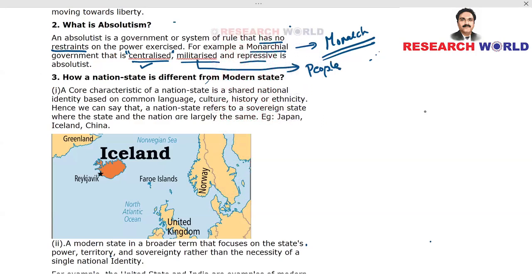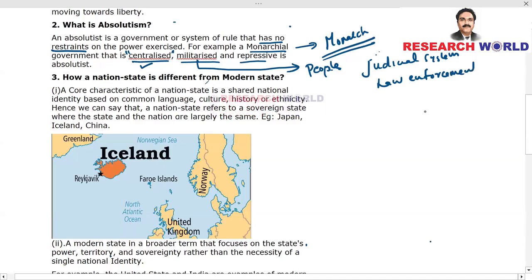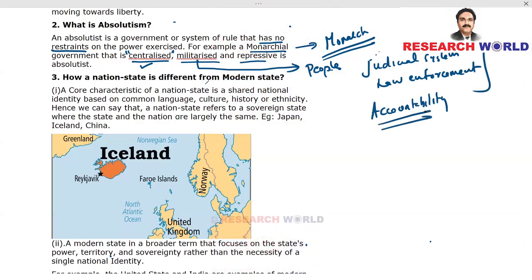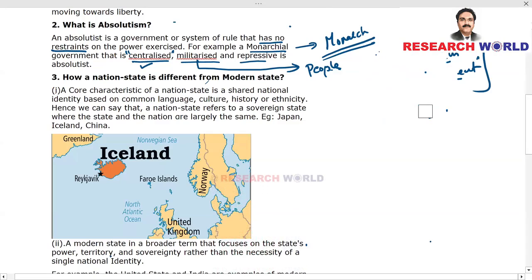And unlike a modern government where we have got what is called a judicial system, law enforcement machinery, and more than that, there is something called accountability. In modern government, we have accountability. The rulers are accountable to the people. They are accountable to the judicial system. They have a law enforcement system like our police, our court, etc. But in this absolutist system, there is no such thing, no checks and balances, no accountability.